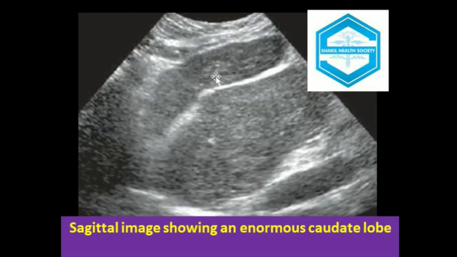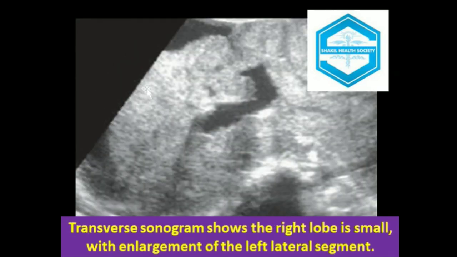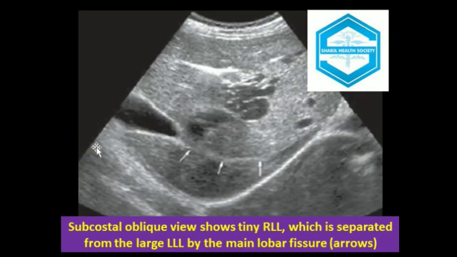This is the image which shows a large caudate lobe and a smaller right lobe. This is the right lobe, which is small, and the left lateral segment is enlarged. This image shows a small right lobe of the liver and enlargement of the left lobe of the liver, and that is separated by the main lobar fissure.